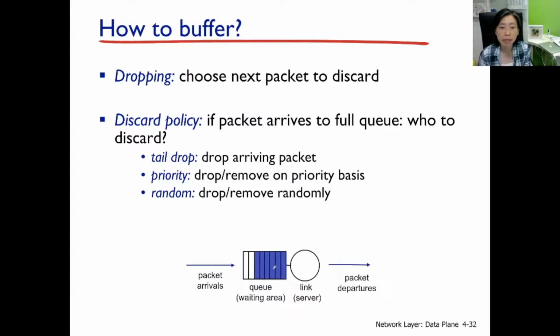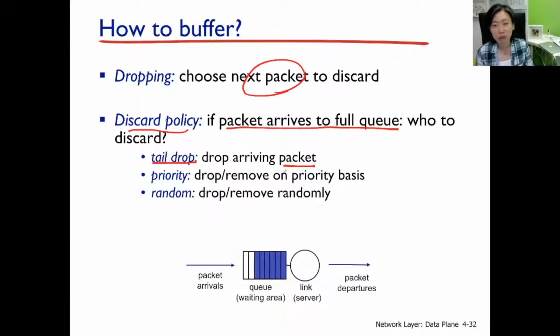The second component in buffer management is the dropping policy, or the discard policy. This is needed when a packet arrives at a full queue, right? Either the arriving packet needs to be dropped or one of the packets in the queue needs to be dropped. Generally, we pick the next packet to discard. The most common policy is tail drop. This is essentially just dropping the packet that comes in last, because usually those who arrive early are given priority. But you could actually change that.